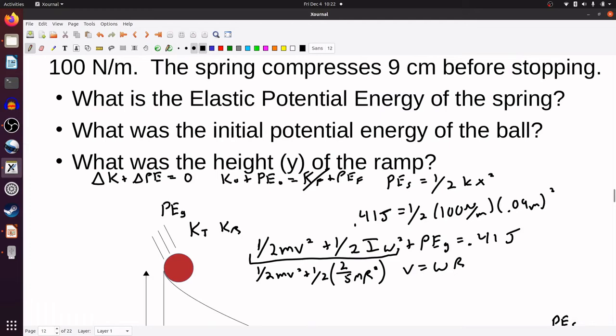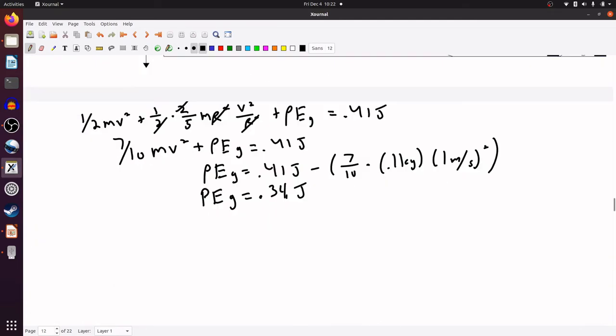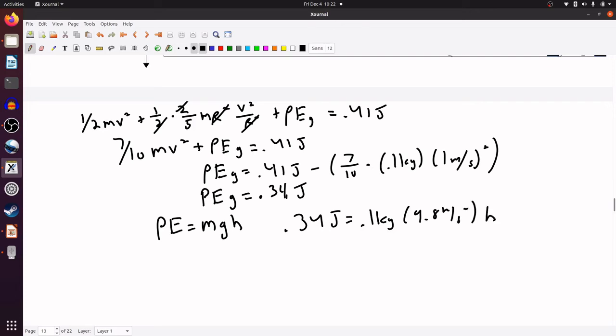Then it says, what was the height of the ramp? Well, I know that gravitational potential energy is simply equal to mgh. So I take my 0.34 joules and set that equal to 0.1 kilogram times 9.8 meters per second squared times h. Then I take my 0.34, divide that by 0.1, and divide that by 9.8, and I get a more or less reasonable value of 0.35. So 0.35 meters or 35 centimeters, that's a little bit over a foot, which I guess is a reasonable value.